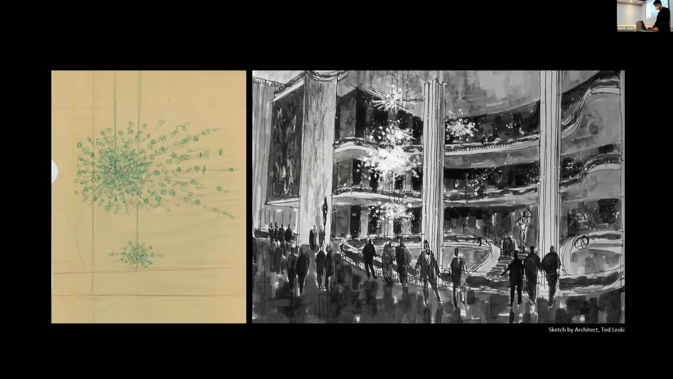This is another great example of an idea that came from an unexpected direction. This is a sketch from architect Ted Lesky, of the design of the chandelier in the Metropolitan Opera House in New York. The sketch on the left, this design was never planned. It was made from an accident before a meeting with the client. So here's a short video about this.